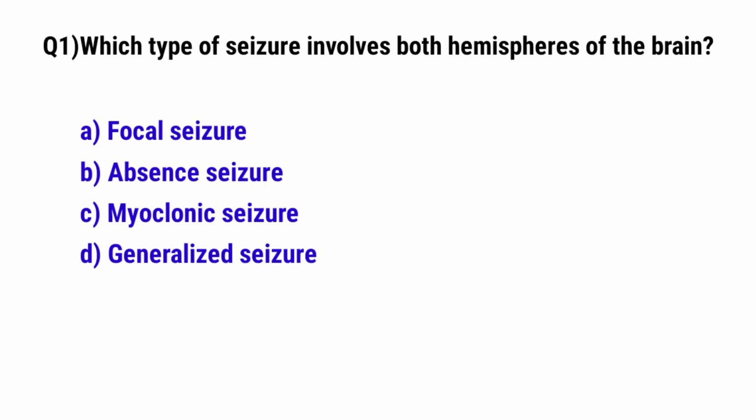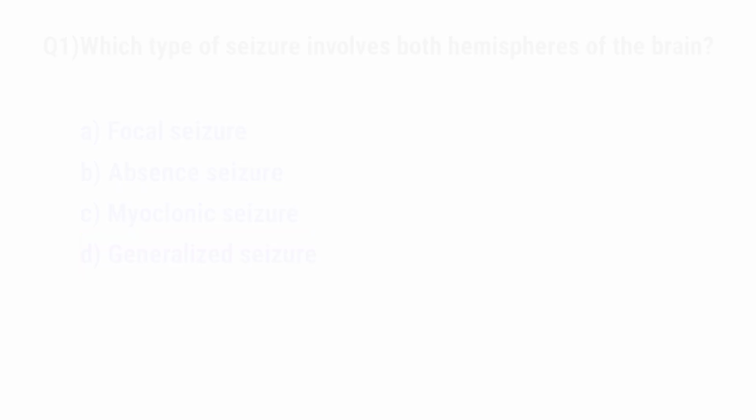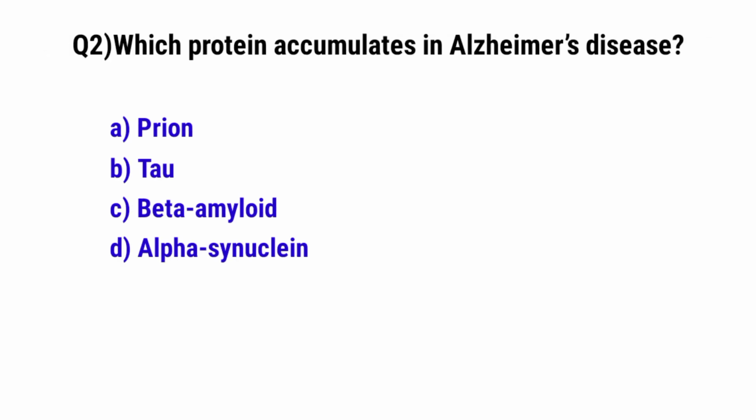Question number 1. Which type of seizure involves both hemispheres of the brain? The correct option is D. Generalized seizures. Question number 2. Which protein accumulates in Alzheimer's disease? The correct option is C. Beta amyloid.